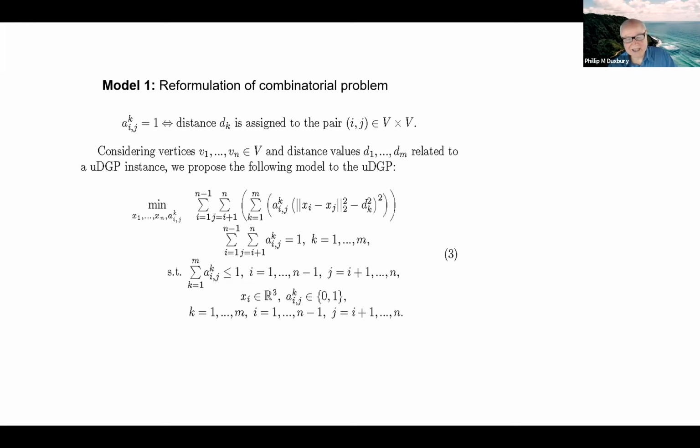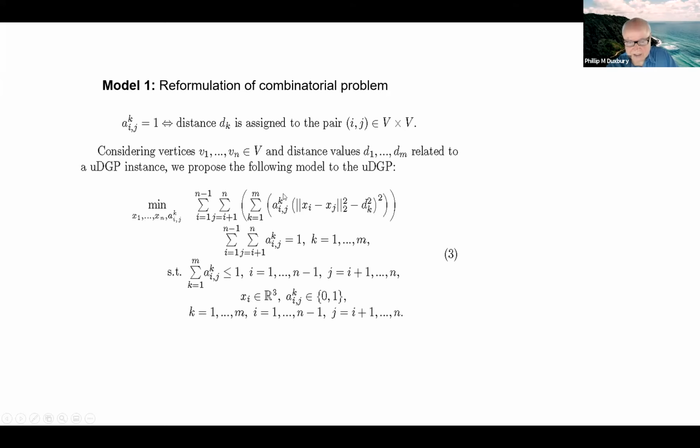So how did he do that? Well, the first trick was, here is our cost function. We're looking at the deviation between the pair distance and the reference distance in the distance list.